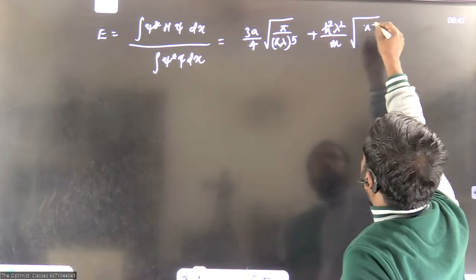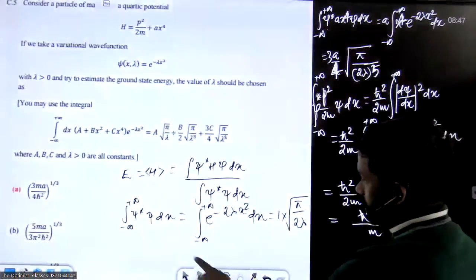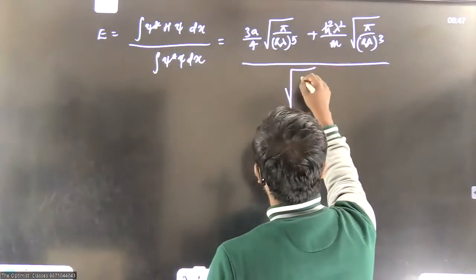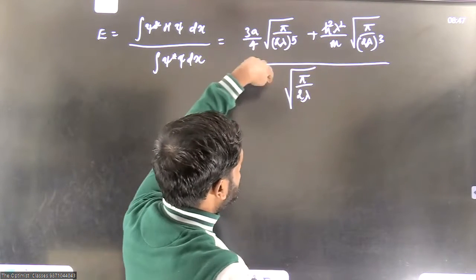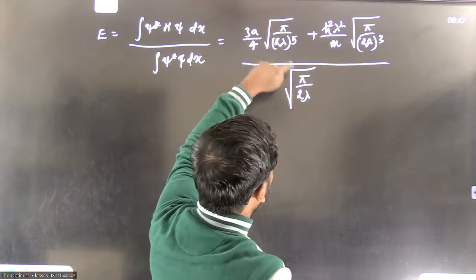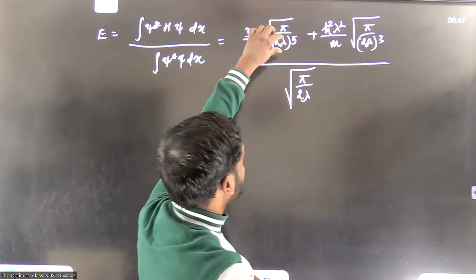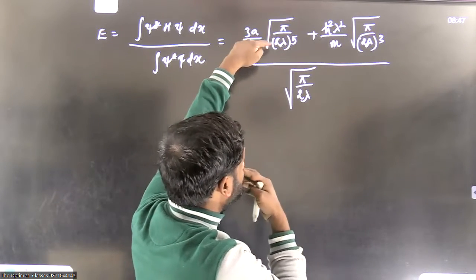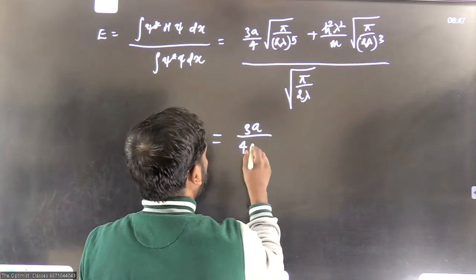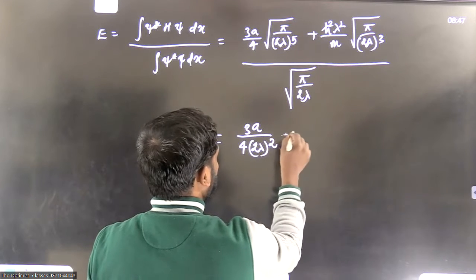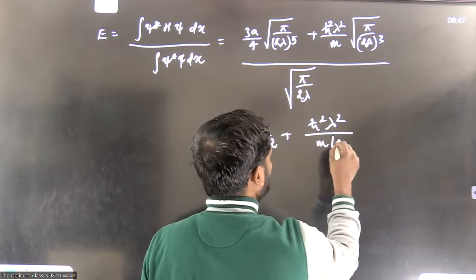And then we have root pi divided by 2 lambda whole cube. And in the denominator, we had this one, so this is pi by 2, root under pi divided by 2 lambda. So let's cancel the common factors. Root pi is everywhere in numerator and denominator, that will cancel out, and 2 lambda will also cancel out. So root under 2 lambda to power 4 will be left here, and when it comes out of this root, we get 2 lambda to the power 2. So you are getting here 3a by 4 and 2 lambda to the power 2, plus here you will get h bar square lambda square by m, and here you will get 2 lambda only.